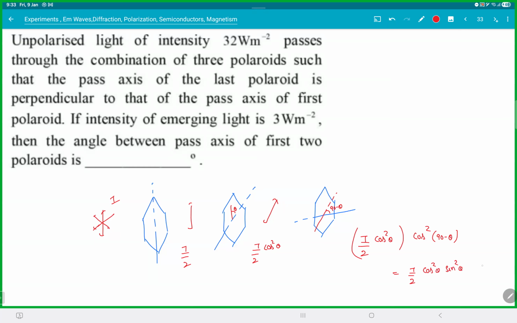And he's saying this is 3, and that I is 32. So that is 16. Sine square 2 theta by 4 is equal to 3 by 16. So sine 2 theta is root 3 by 2. Theta is 30 degrees. Clear with this?